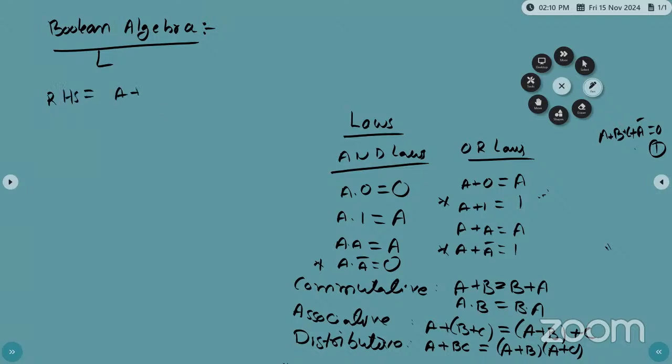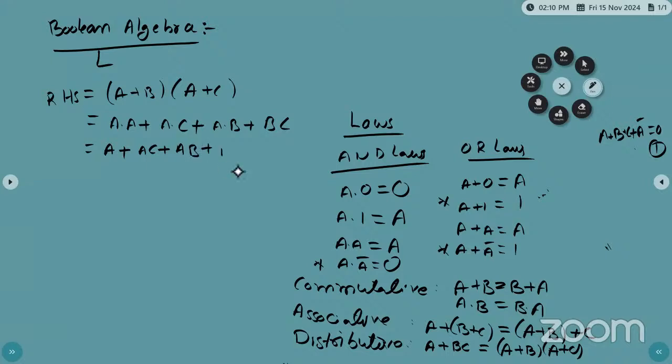A plus B into A plus C. Similar to mathematical evaluation of expressions, similarly here also you can evaluate the expression: A dot A plus A dot C plus A dot B plus B dot C. Now A dot A can be written as A, plus AC plus AB plus BC.